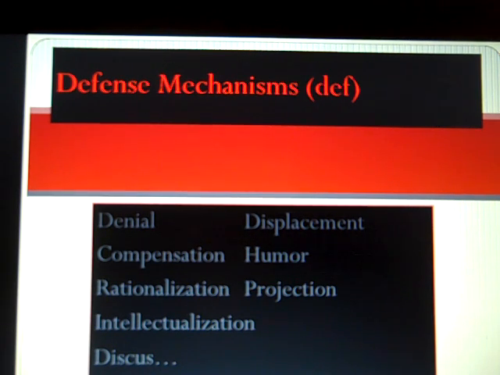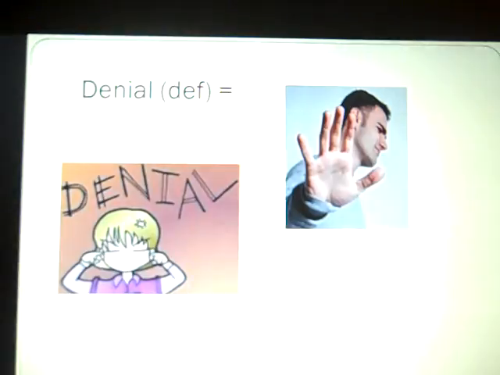Defense mechanisms are unconscious attempts that we make to avoid dealing with pain, emotional pain. Again, defense mechanisms are unconscious attempts that we make to avoid dealing with emotional pain. And I want to talk about one type. We're going to talk about several different defense mechanisms in class when we meet again. But I want to give you one.